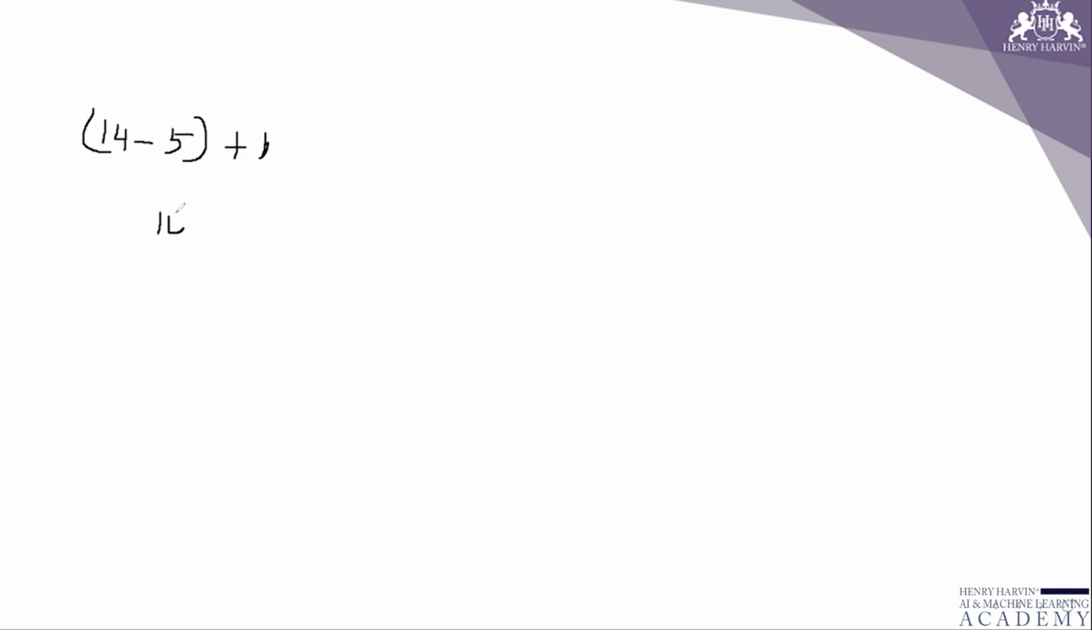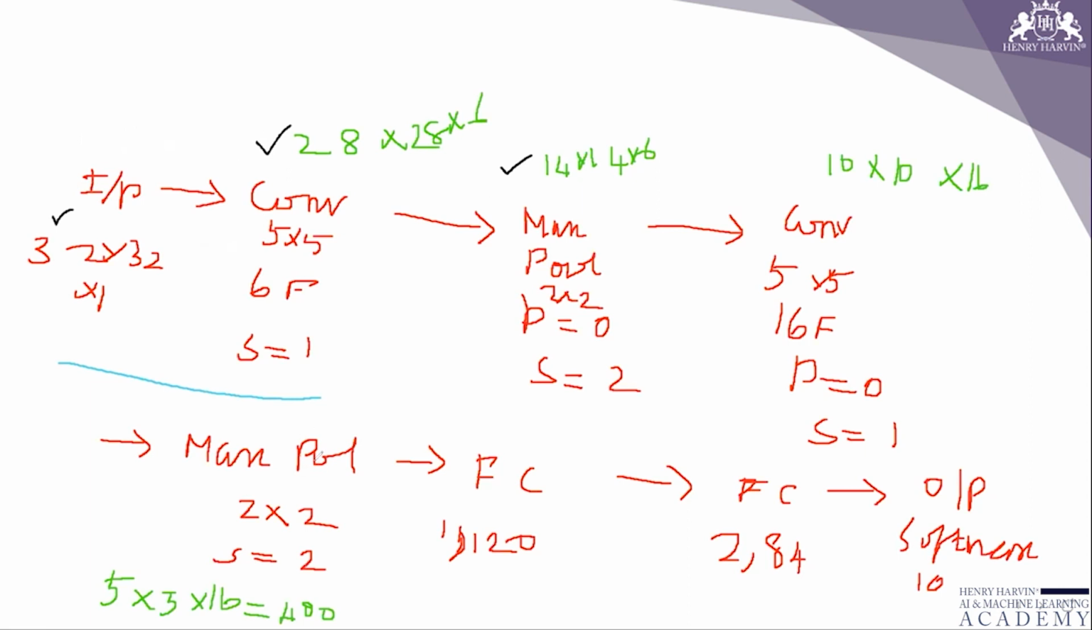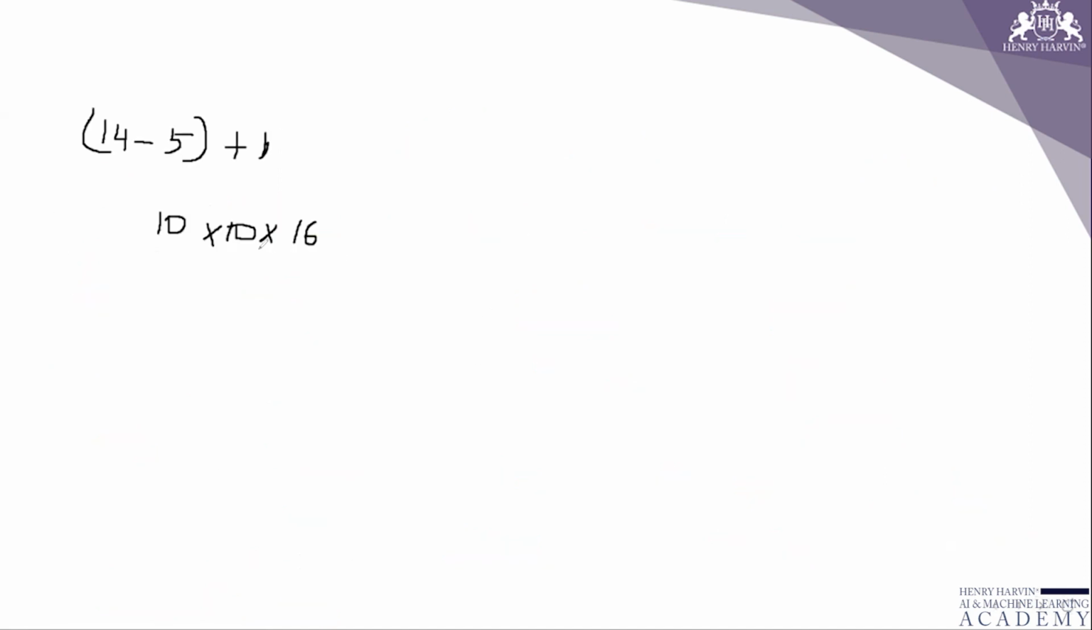So what will be the output now? 10 into 6 or 16 now? It is going to be 16 because the number of filters used is 16 over here, right? So what is the next step? Now this convolution is being done. What is the next step again? Now this is going to be maximum pooling. So what is the input now? 10 into 16, right? And stride is equal to 2, right?